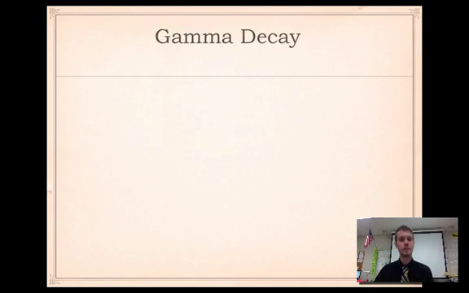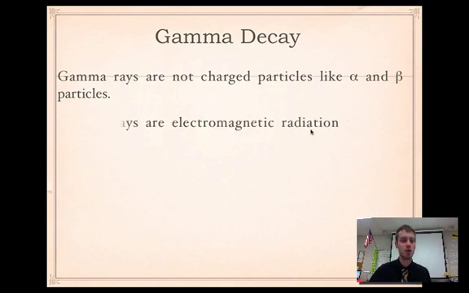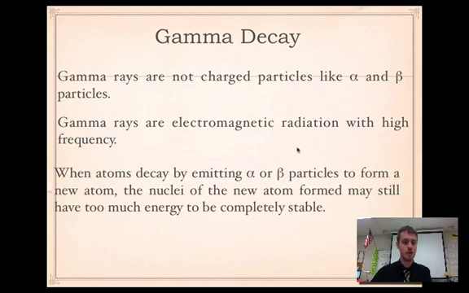Okay. So gamma decay. Gamma rays are not charged particles like alpha and beta particles. Gamma rays are electromagnetic radiation with high frequencies. Remember we talked about this in previous units. Gamma rays are going to be your highest energy form of electromagnetic radiation. They're going to have a high frequency and a short wavelength. So that's a review on that.